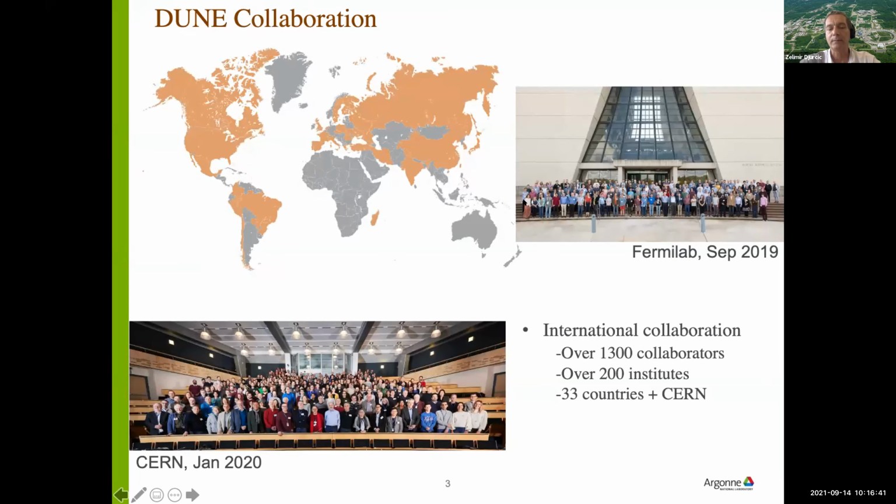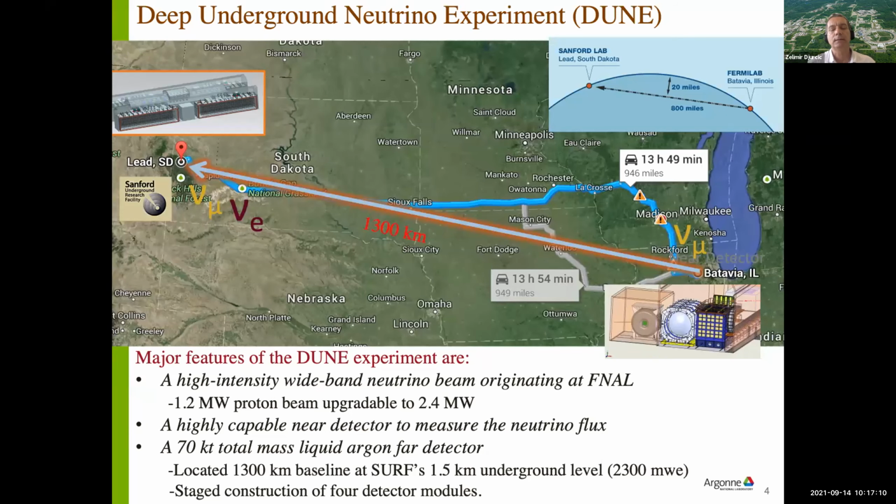As I am representing the DUNE collaboration, I want to say that DUNE has been established as a large international collaboration with about 1,300 collaborators and more than 200 institutes. You see this orange map of the world showing the member countries of DUNE, and there are also 2 photographs of our collaborators at recent DUNE collaboration meetings. But more interestingly for you, here is the DUNE setup on a single slide.